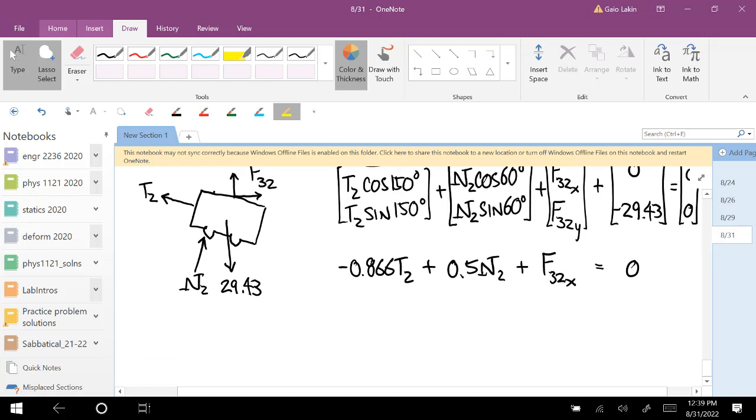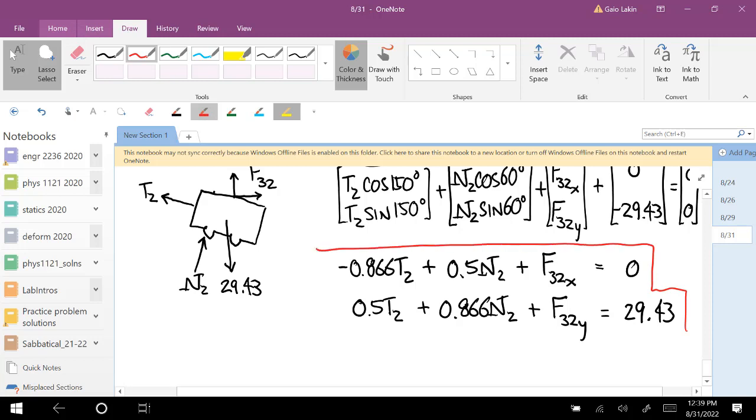And the Y equation says positive 0.5 T2 plus 0.866 N2 plus F32Y is equal to, get the constant on the other side, positive 29.43. These are equations 3 and 4.